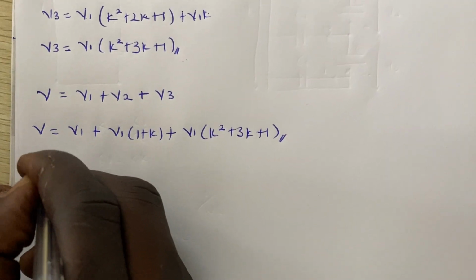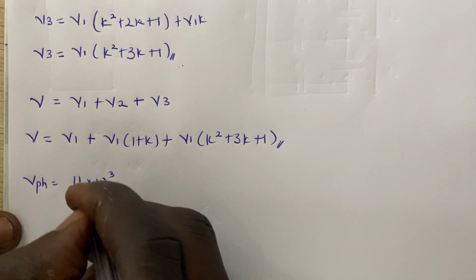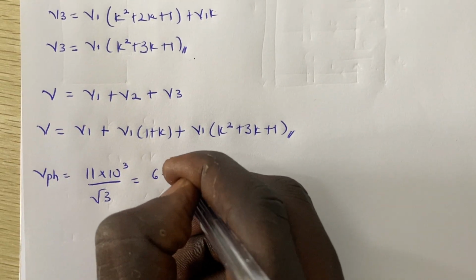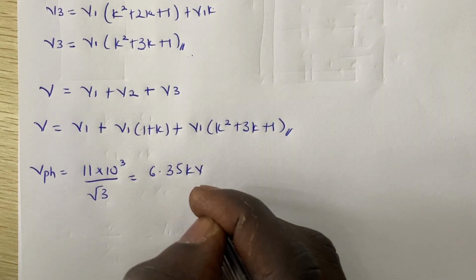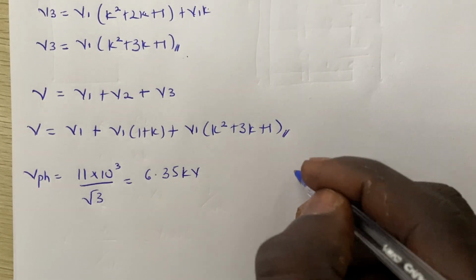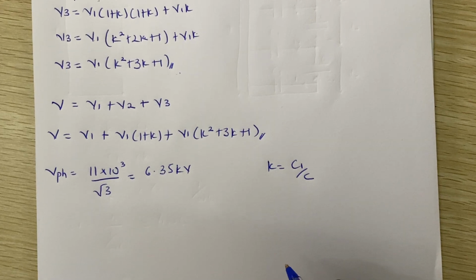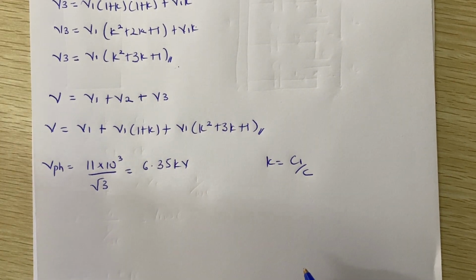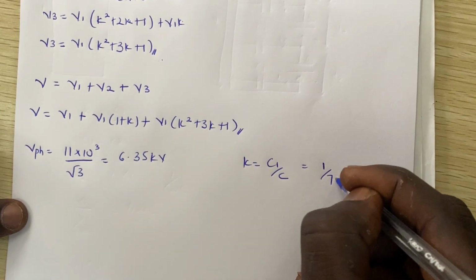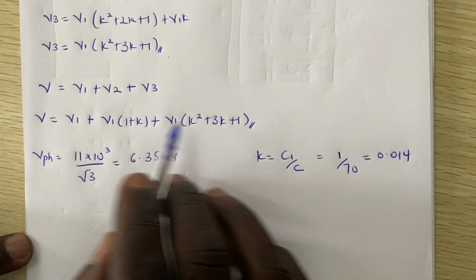So V phase is going to be 11 kV, which is 11 times 10 raised to the power 3 divided by root 3, right? And then we are going to get 6.35 kV for the single phase. So here we can also find our k, because we said that our k is just the C1 over C, and then the question said that the self-capacitance of each disc is found to be 70 times the shunt capacitance. So now our k is 1 over 70, which is going to give us 0.014, right?